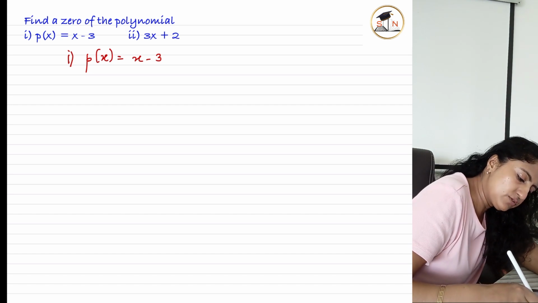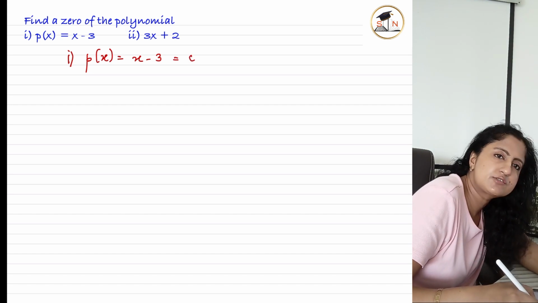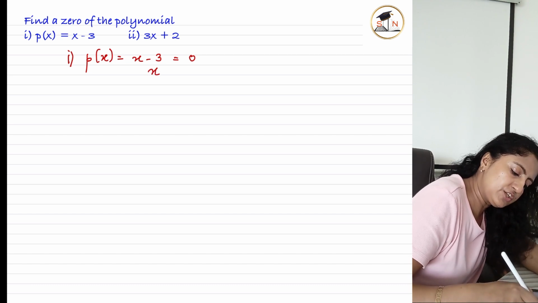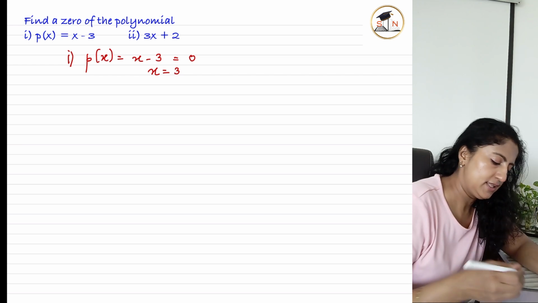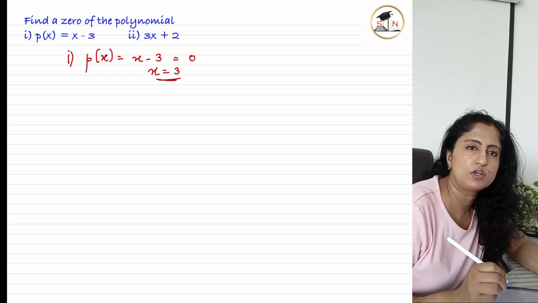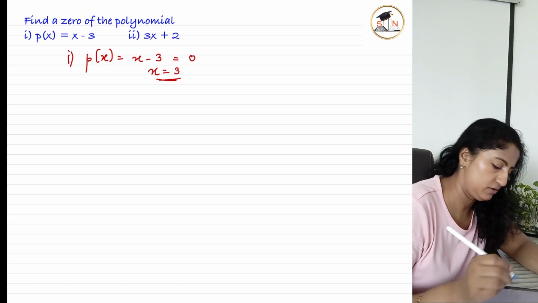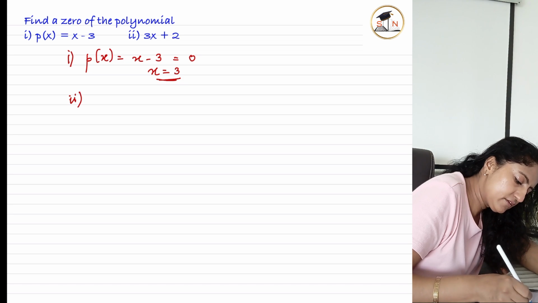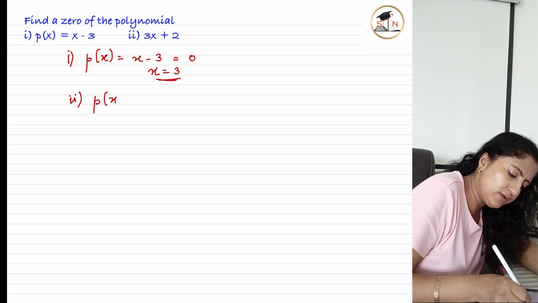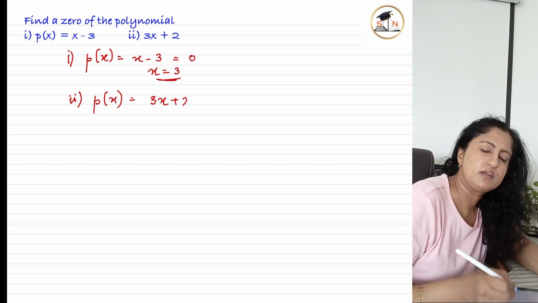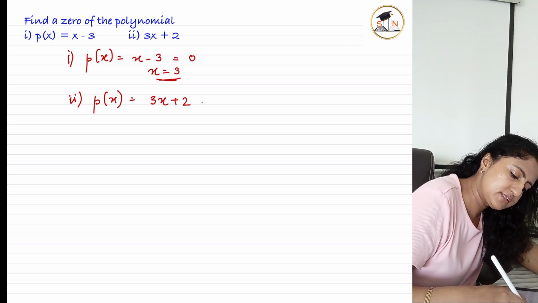Okay, so let's do that. x minus 3 equals 0. You know already how to solve a linear equation. So 3 goes to the other side and we get the value of x as 3. That means 3 is your zero for the given polynomial in the first part. Okay, let's do the second one. Now p(x) equals 3x plus 2. Right? I will equate this also with 0.